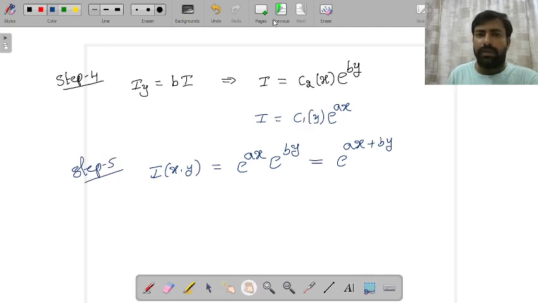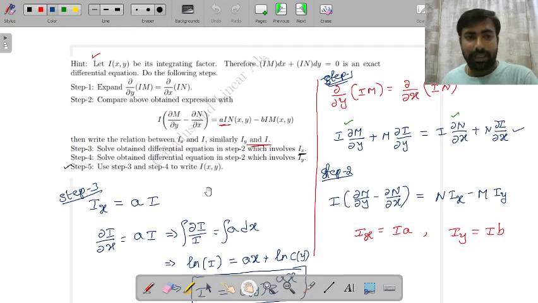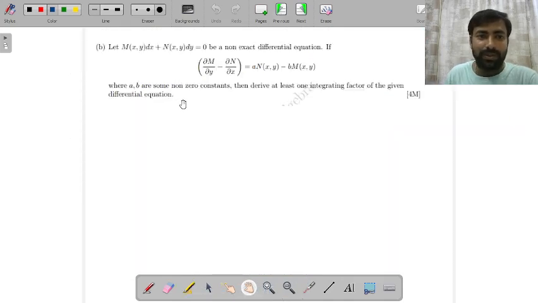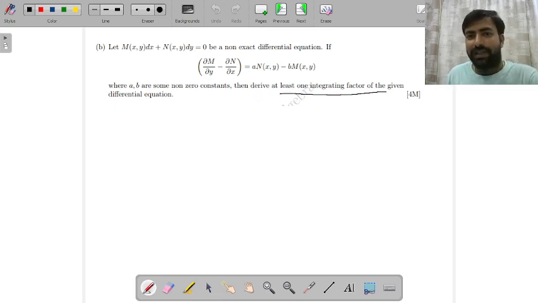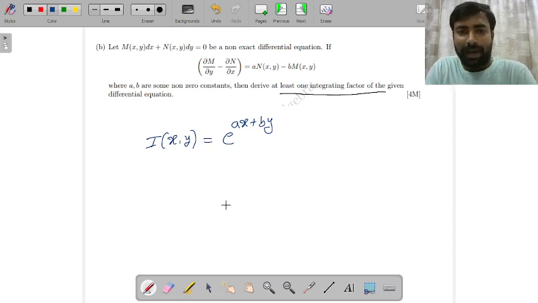So therefore now the integrating factor is going to be e power ax plus by. So now we got the answer to this question. So they're asking us to derive at least one integrating factor for this. Yeah, we can say that one integrating factor, that is I of x comma y, is nothing but e power ax plus by. Okay, so this is one of the integrating factors. This equation may have some more integrating factors, but this is one of them.